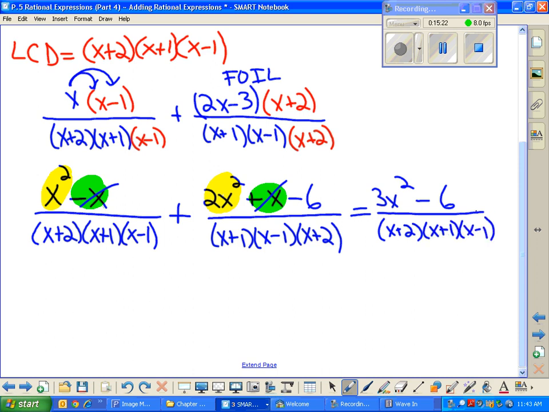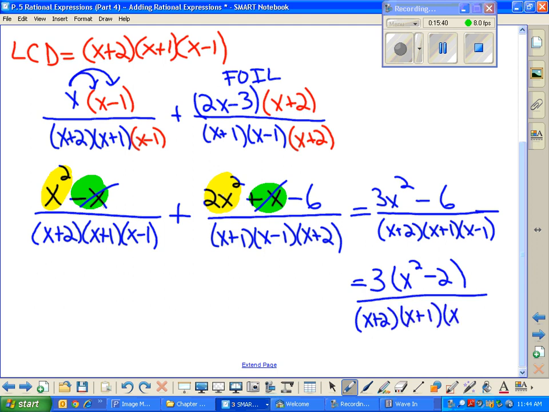What I notice is I would try to do what Nicolette mentioned earlier and try to reduce this fraction. The issue right now is that the numerator isn't factored, so I need to do that. I'll take a 3 out. And there's that.